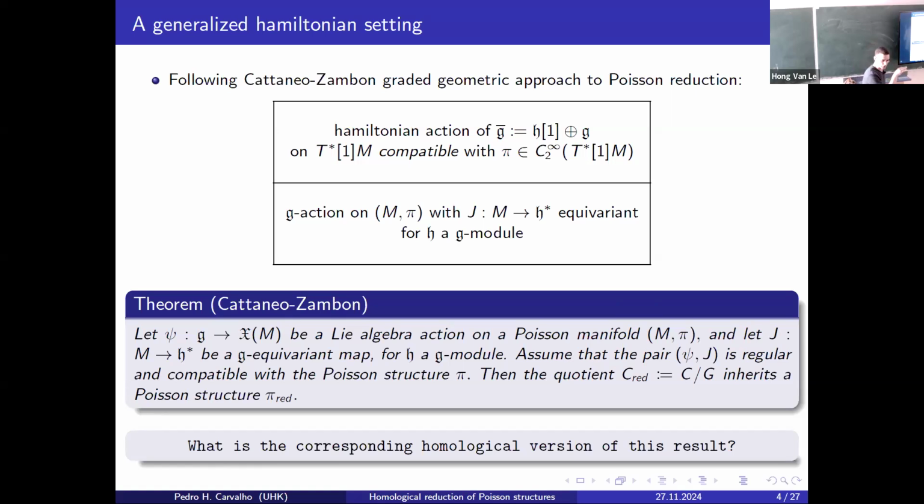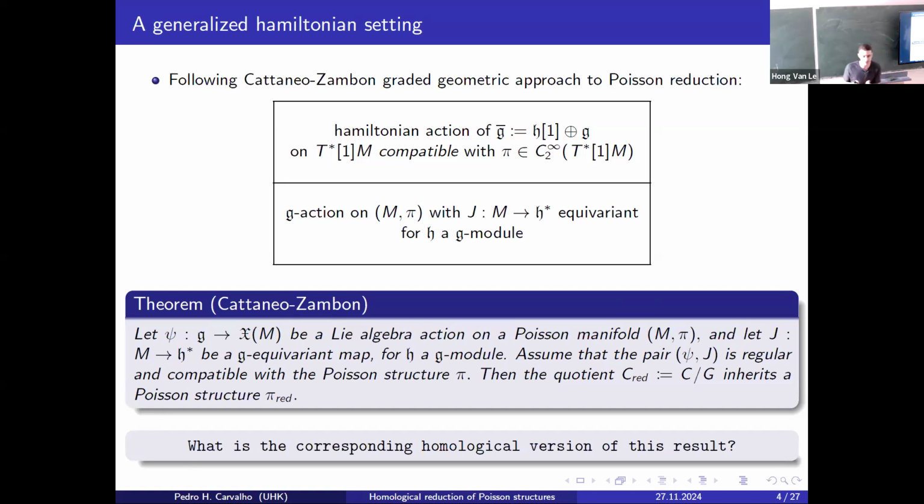I will explain how this theorem comes out of the graded picture. This theorem here comes out of doing some Marsden-Weinstein reduction in the graded setting, and out of this reduction in the graded setting, you can extract this theorem. I will explain how it goes. I just want to say that I wrote the theorem here to say that if you start with some more general reduction data, something more general than the usual Hamiltonian setting, you can also produce other Poisson manifolds.